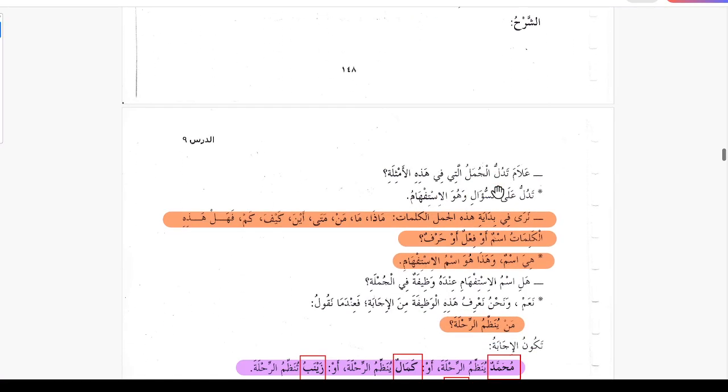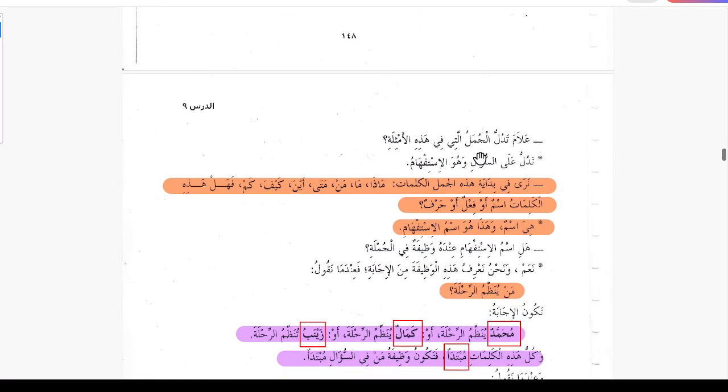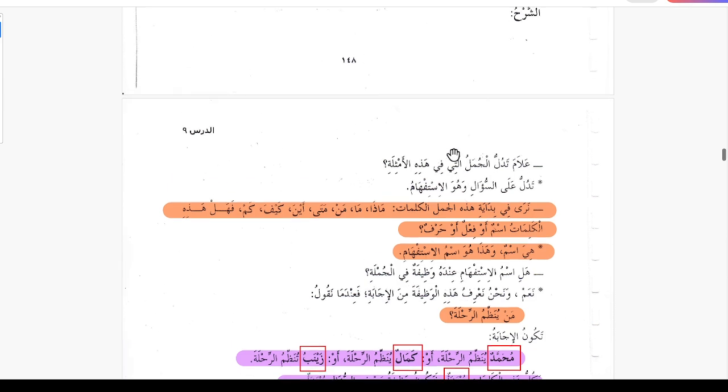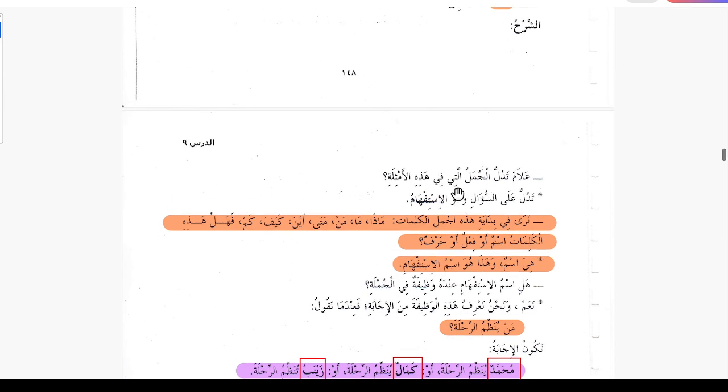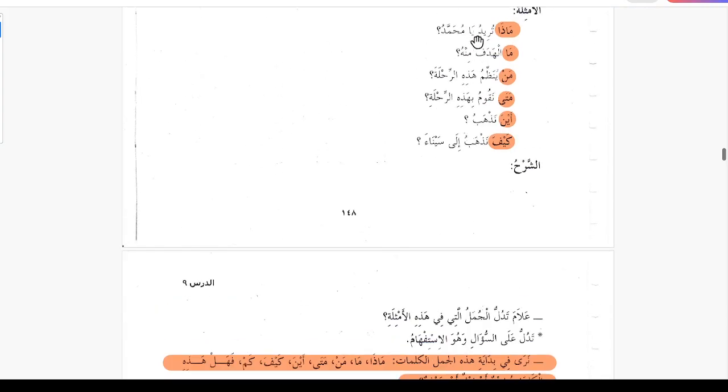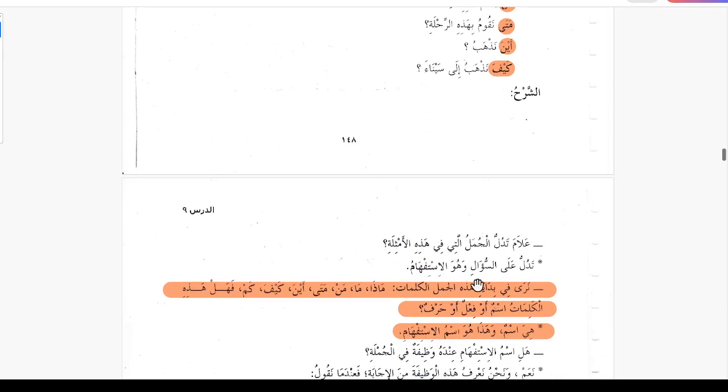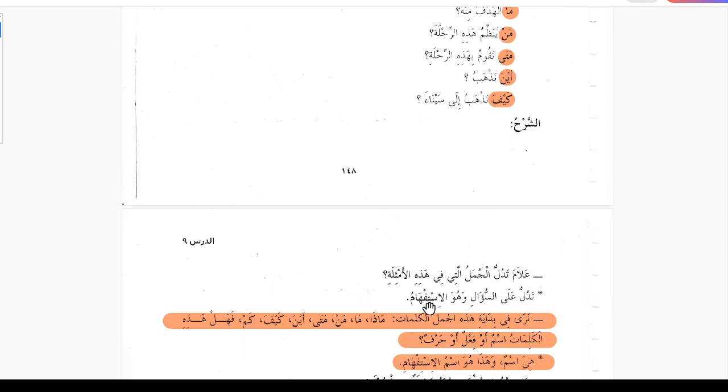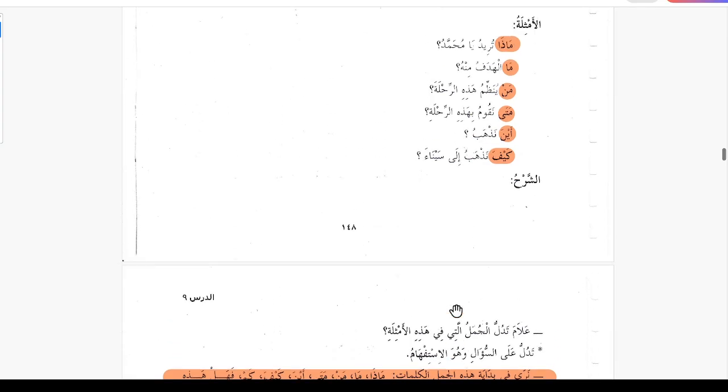The explanation. Alama tadullu al jumalu allati fi hazihil amthilati, what do the sentences in these examples indicate? They indicate a question, and it is called istifham, the questioning sentence.